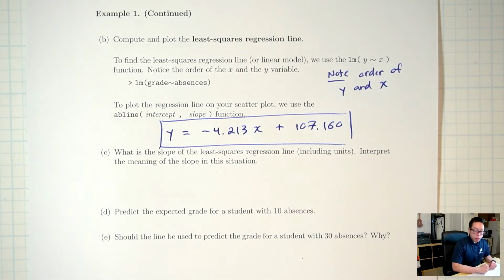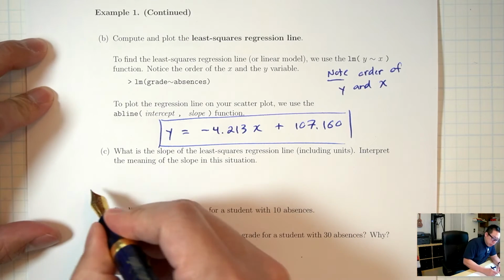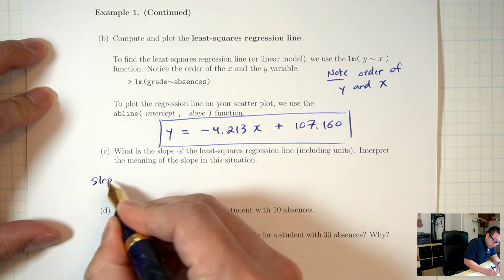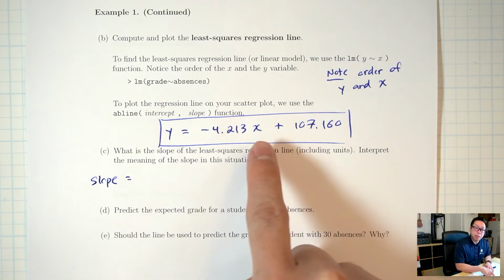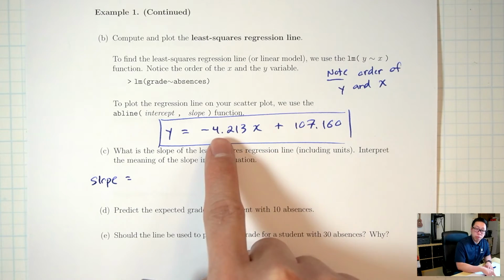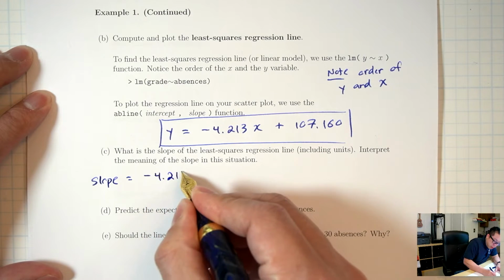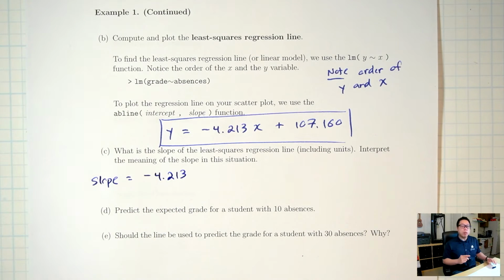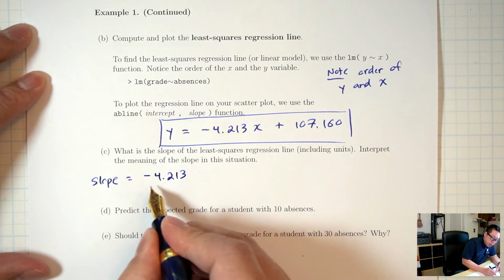Now that we have the equation, we can answer some questions. Part C, what is the slope of the least squares regression line including units? The slope we said was the number that's multiplying the x, the coefficient of the x, which is negative 4.213. Typically, back in algebra, when we talk about slope, we think of it as a fraction. So I'm going to force this to be a fraction by putting it over 1.